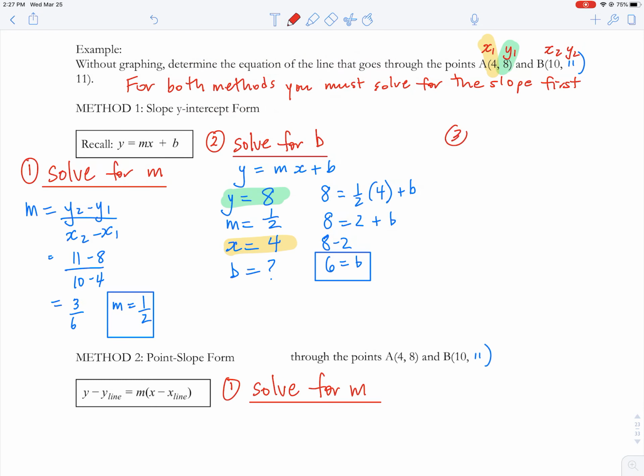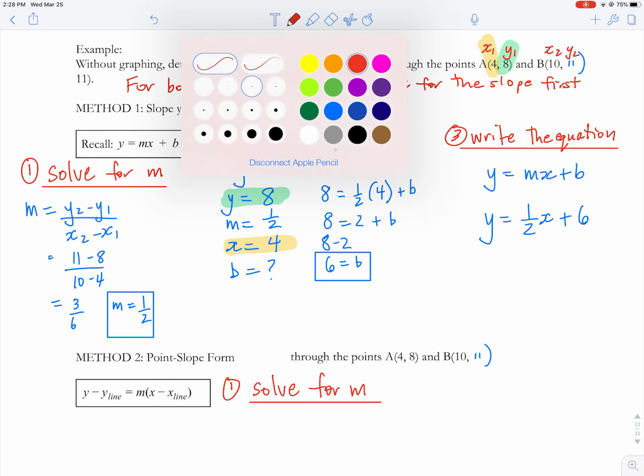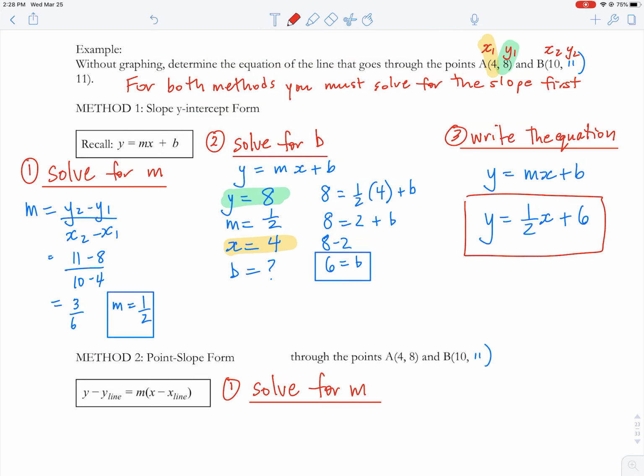The final step is to write the equation. When we write the equation, it's always going to be in y equals mx plus b. You don't have to write that, but I did, because it's going to be y equals, well, we got m was 1/2, x plus 6. And that's going to be our final answer for the equation of that particular line using method 1.